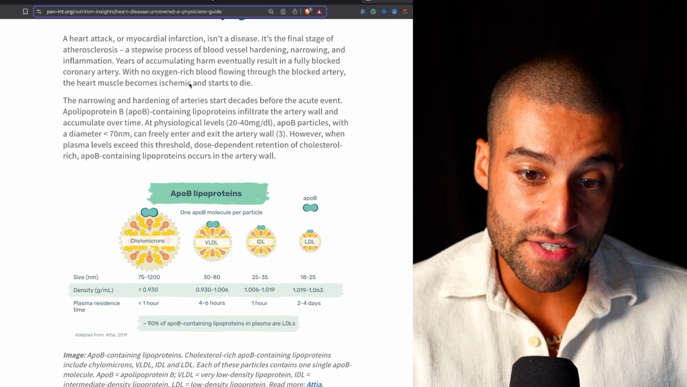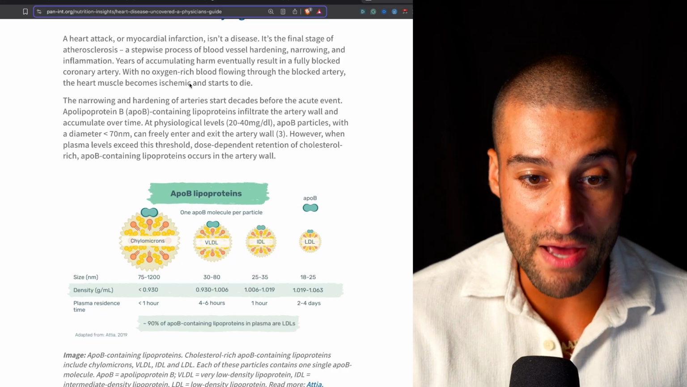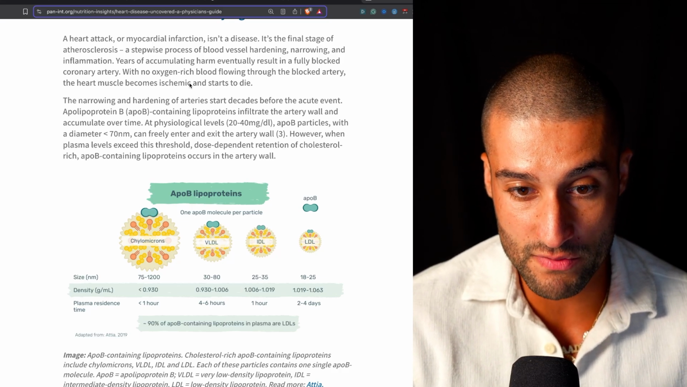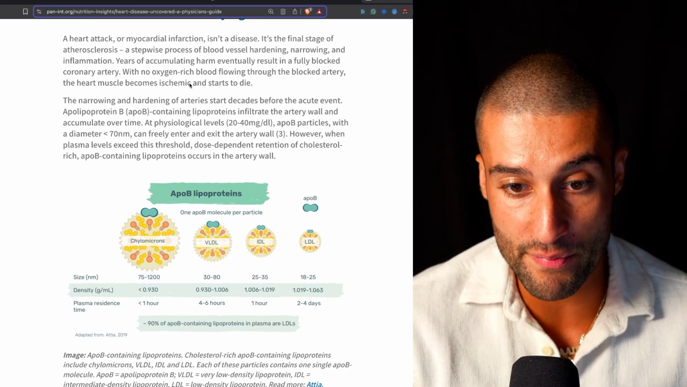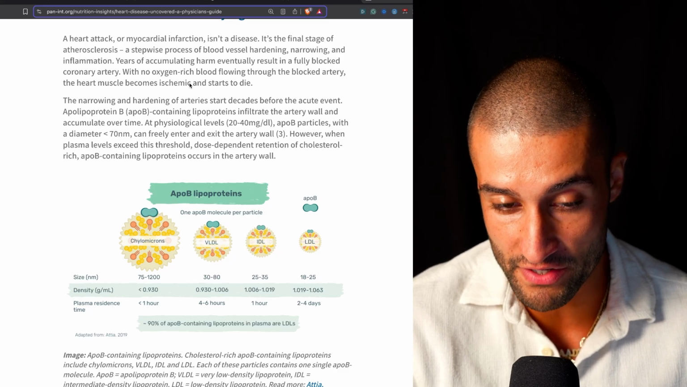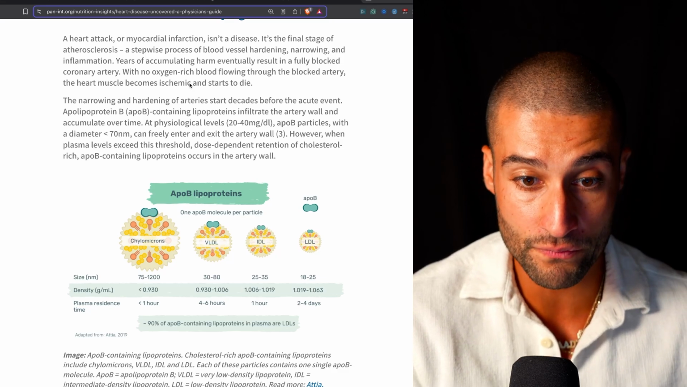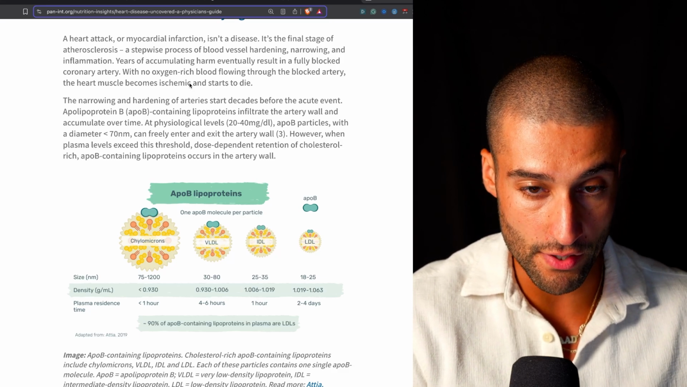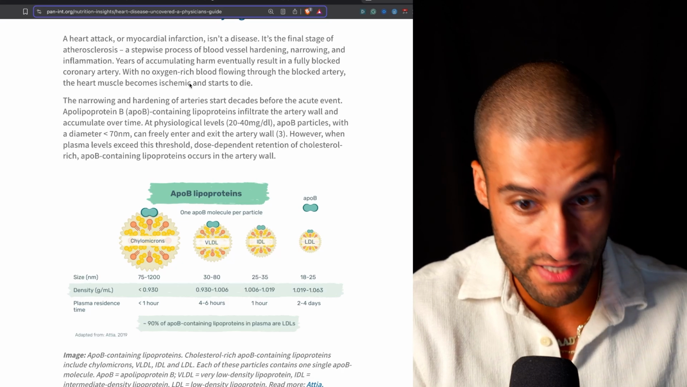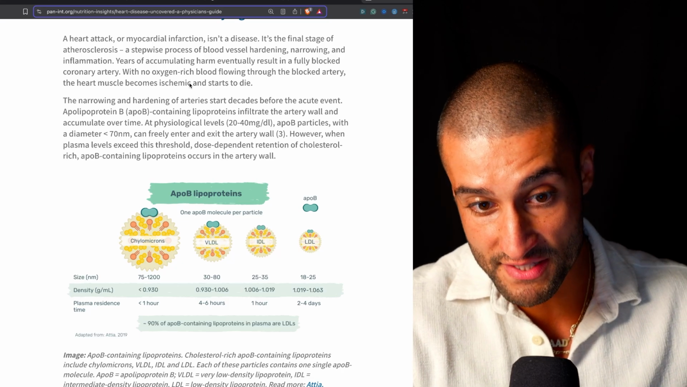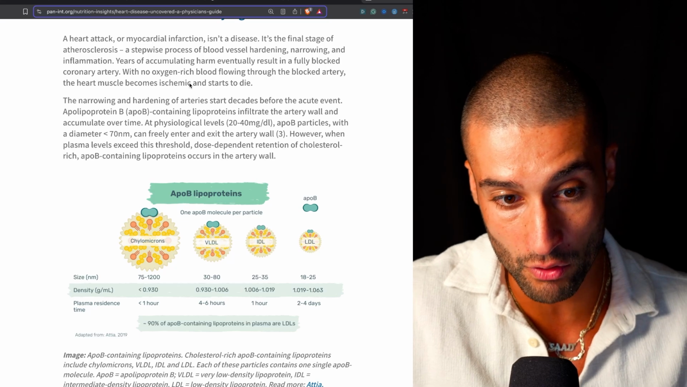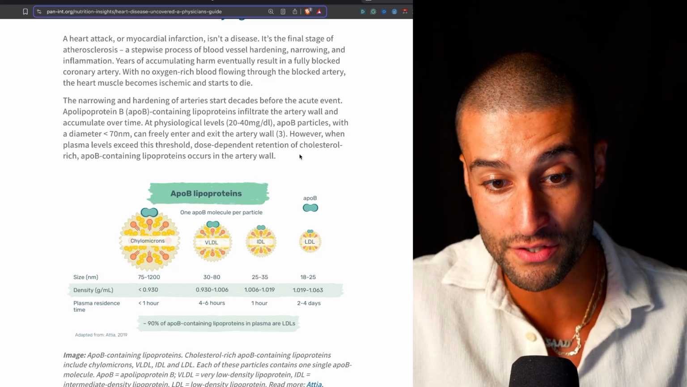ApoB-containing lipoproteins infiltrate the artery wall and accumulate over time at physiological levels, 20 to 40 milligrams per deciliter. ApoB particles with a diameter of 70 nanometers can freely enter and exit the artery wall. So keep in mind, if you remember your numbers, they were meaningfully higher than this. However, when plasma levels exceed this threshold, dose-dependent retention of cholesterol-rich ApoB-containing lipoproteins occurs in the artery wall.